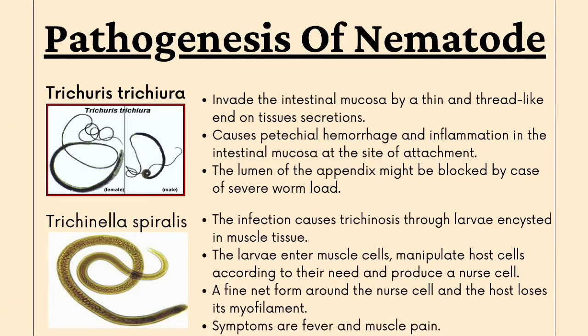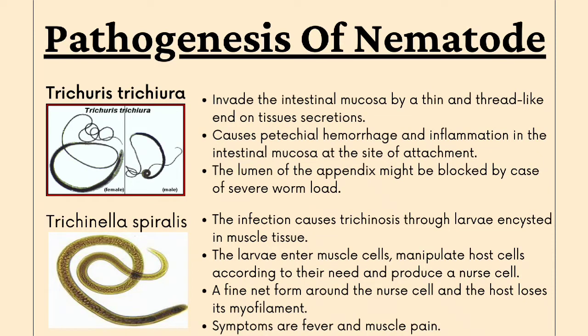Pathogenesis of nematodes. The first species is Trichuris trichiura, which invades the intestinal mucosa with its thin, thread-like end. Tissue secretion will cause petechial hemorrhage and inflammation in the intestinal mucosa at the site of attachment. The lumen of the appendix might be blocked in cases of severe worm load.